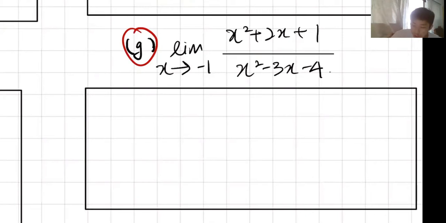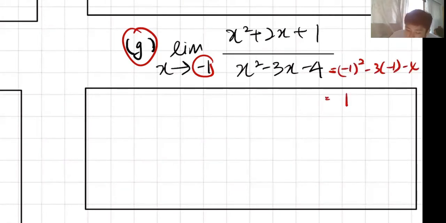For this question G, can I substitute -1 straight away? You try and see. Just check the denominator. You don't have to check the top. Can I substitute? If I substitute -1 into x, I'll get -1 squared minus 3 times -1 minus 4. What I'll get is 1, because -1 squared is 1. Anything negative you square, it will still be positive. So positive 1, plus 3, minus 4. And you realize you get 0, which is no good. Mathematically, it's no good.